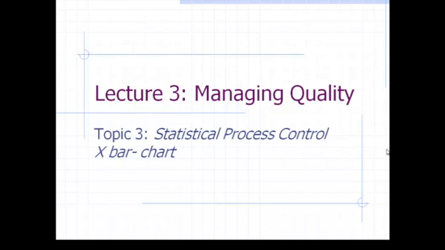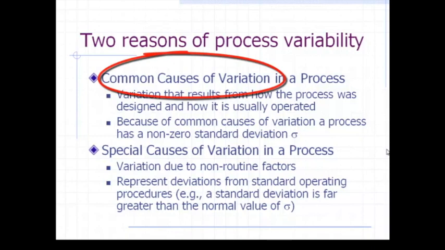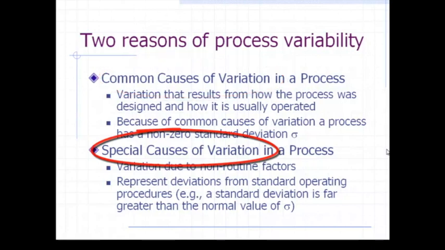To understand statistical process control, first we have to distinguish two different reasons for process variability. The first one is called common causes of variation, and the other one is called special causes of variation. Even in the previous topic, we mentioned the machine cannot be perfect, and if you draw the distribution of product output, it may follow a normal distribution. That means the product output can have some variations.